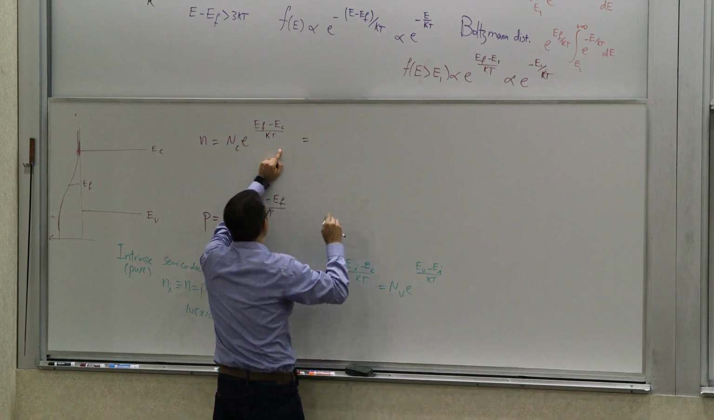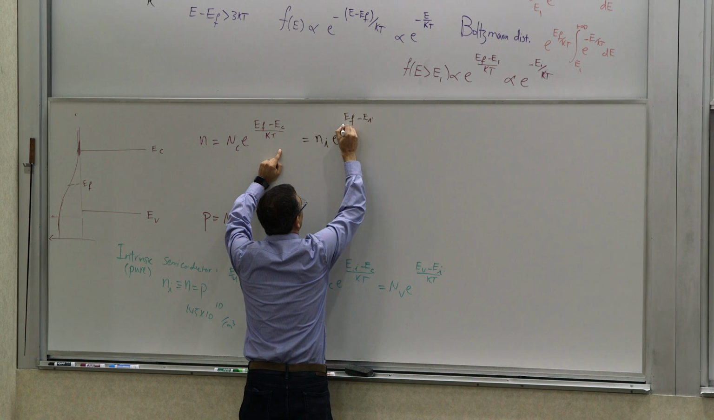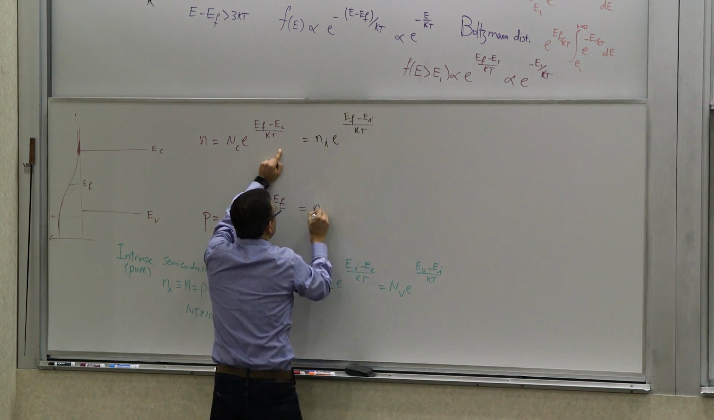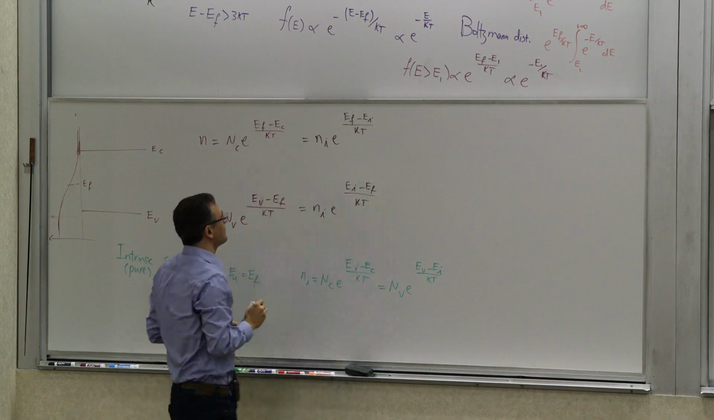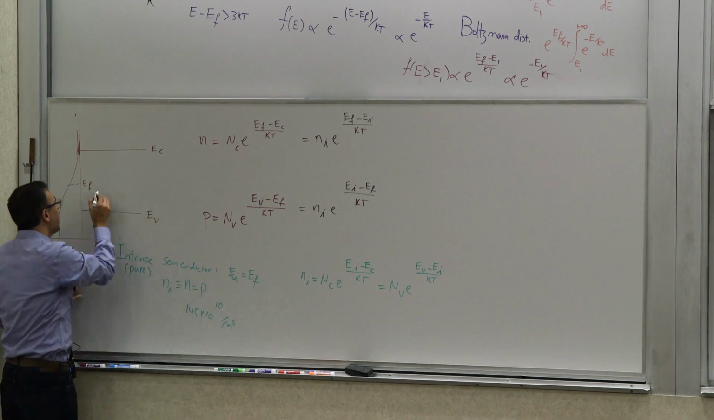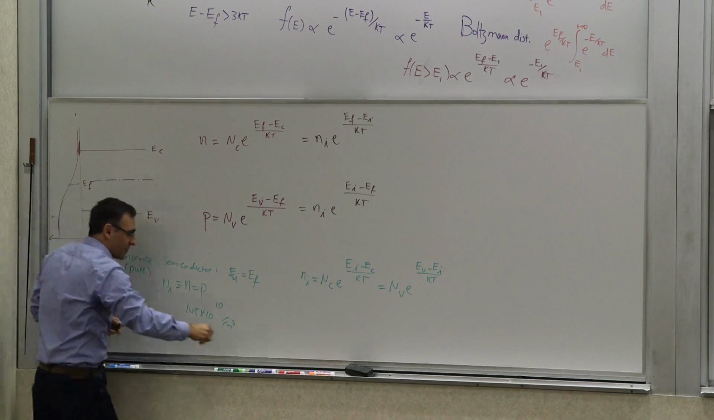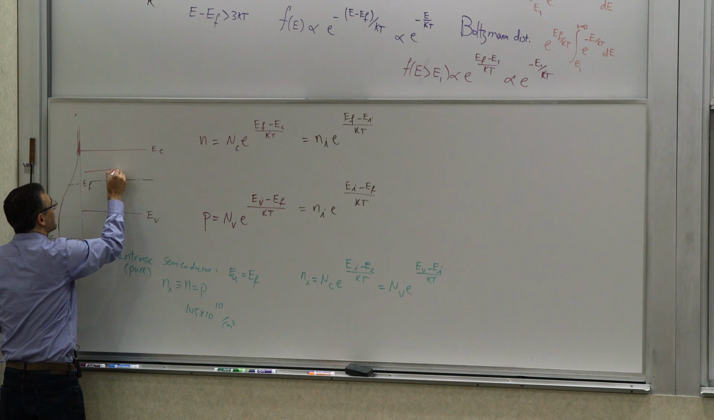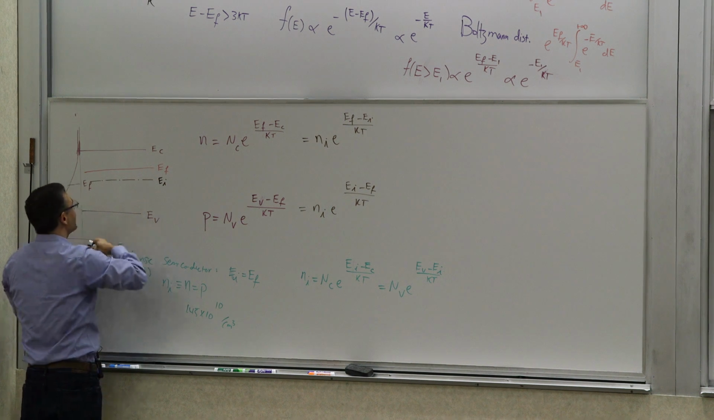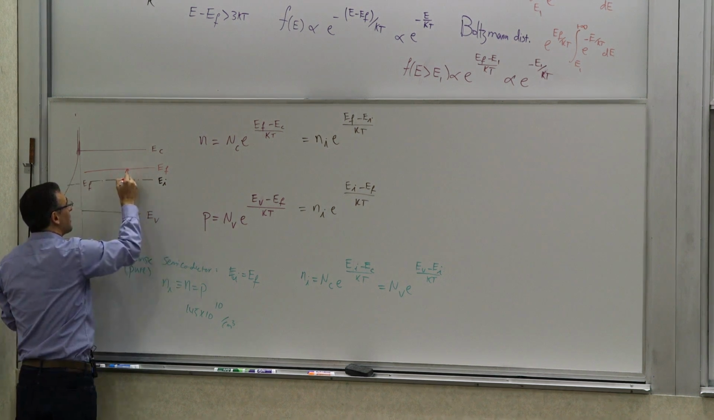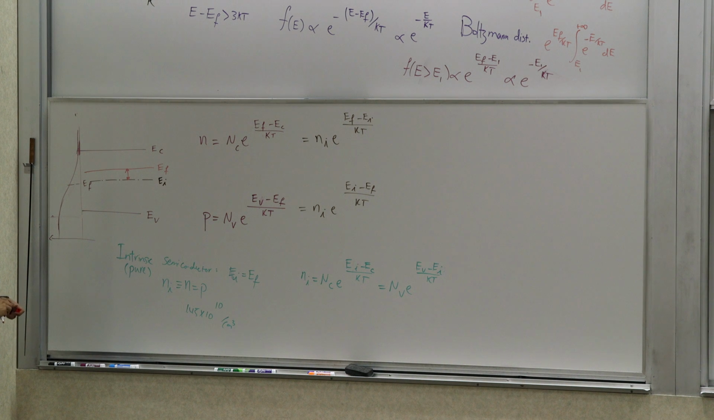So I can simply write that as Ni e to the (EF minus EI) over KT. And similarly, this would be Ni e to the (EI minus EF) over KT. So this is a useful thing. What it says is that the intrinsic energy, the Fermi energy, which is somewhere in the middle, with respect to the Fermi energy wherever it is, your actual Fermi energy, with respect to EI, this distance in energy, this delta in energy, determines the number of electrons or holes you will have.